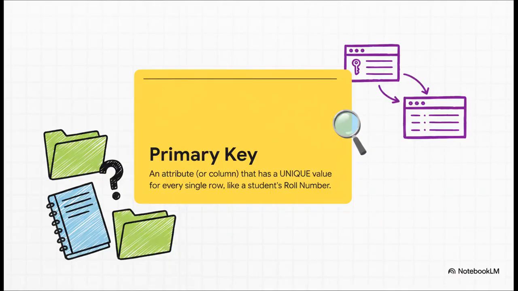The most important key of all is the primary key. It's a column where every single value has to be unique. No repeats allowed. It's just like your roll number in class, right? No two students can have the same roll number. In our Guardian table, the GUID column is the primary key. It's like a unique ID card for every single Guardian.